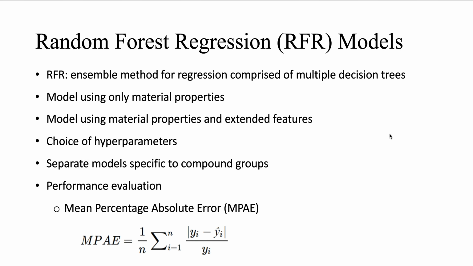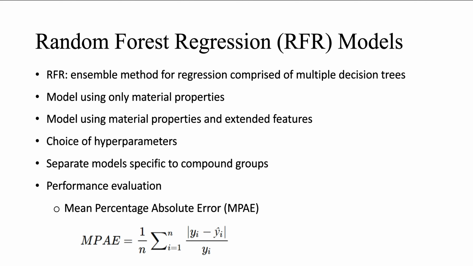For training the machine learning models, I used a random forest regression model, and I used the mean percentage absolute error as the error metric. So I trained different models. There was a model for all compounds and a model for each separate compound group mentioned before.